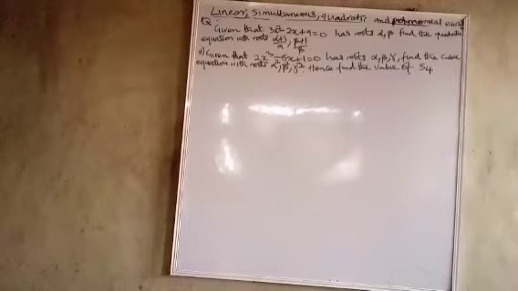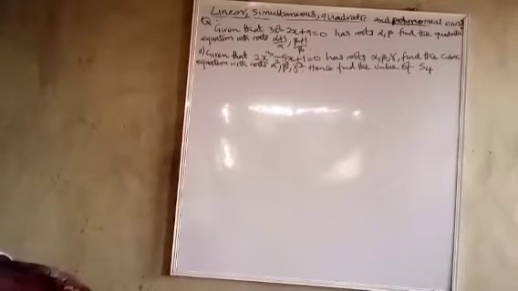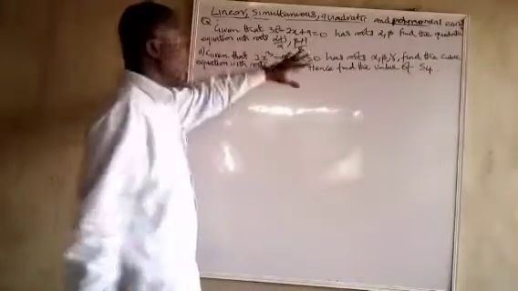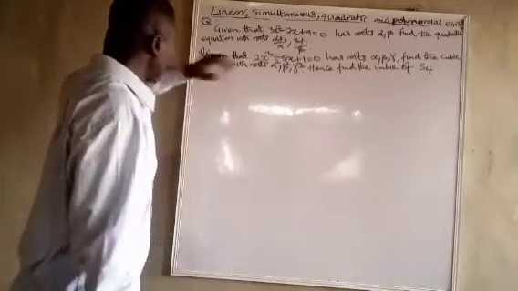Given that 3x squared minus 2x plus 9 equals 0 has roots alpha, beta, find the quadratic equation with roots alpha plus 1 over alpha and beta plus 1 over beta. That is the first part. The second part says, given that 2x cubed minus 5x plus 1 equals 0 has roots alpha, beta, gamma, find the cubic equation with roots alpha squared, beta squared, gamma squared. Also, find the value of S4. Now, we have shown that when you have situations like this, the substitution method is the easiest and fastest.